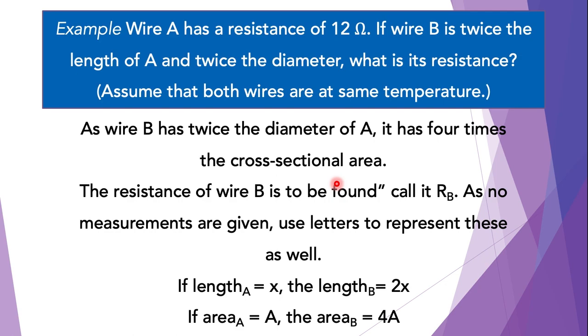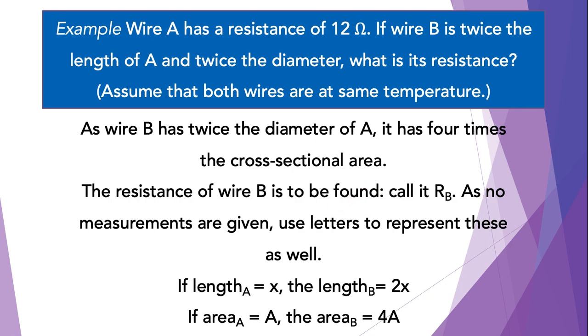So if you have already done it, let me explain how we can find the answer to this question. They're saying that wire A has a resistance of 12 ohms. If wire B has twice the length of wire A and twice the diameter, what will the resistance of wire B be? As wire B has twice the diameter of A, it has 4 times the cross-sectional area. Because no measurements are given, we use letters to represent measurements.